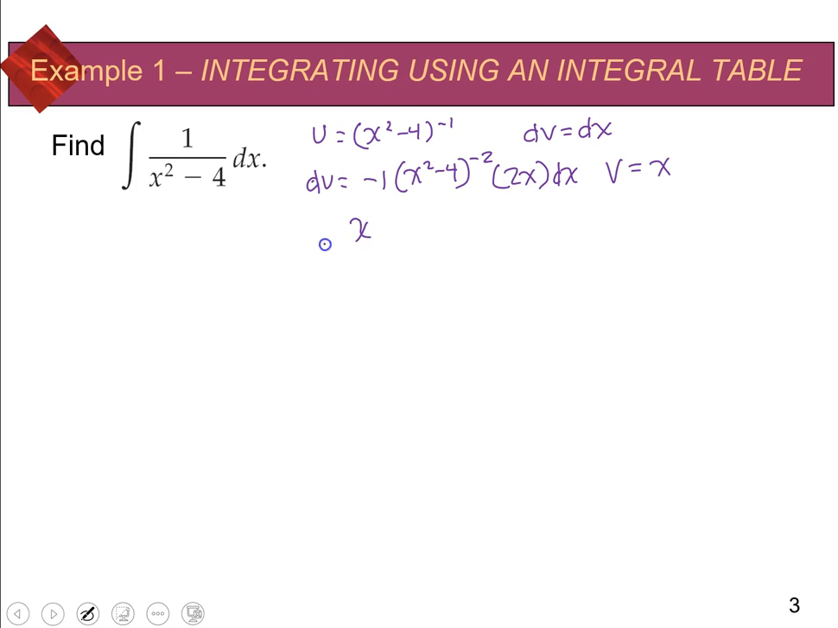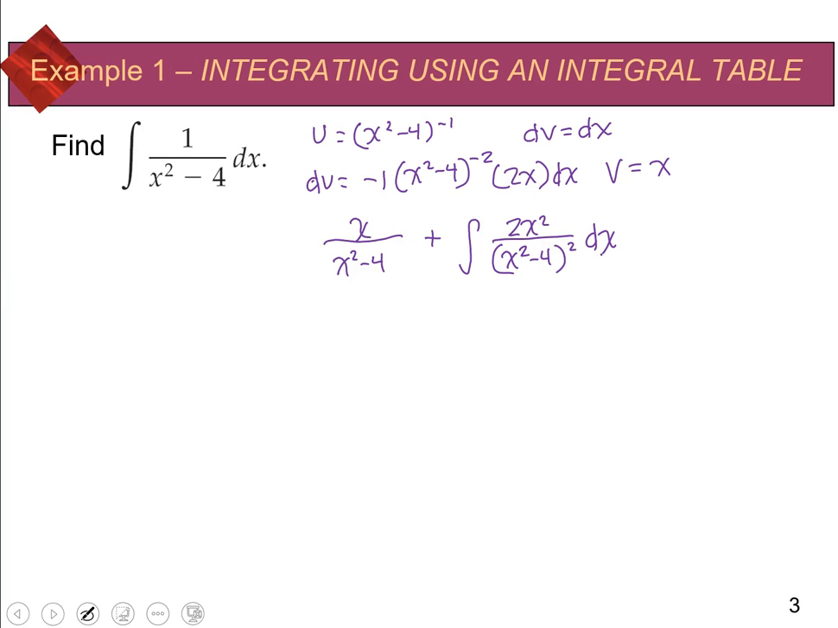Then when I do the integral uv minus v du, I'm going to get x over x squared minus 4 minus the integral. All this is going to multiply by the x, and I have a negative on the du, so that's going to become a plus. I'm going to end up with 2x squared over x squared minus 4 squared dx. If I try to do a substitution again, now I have too much on top.